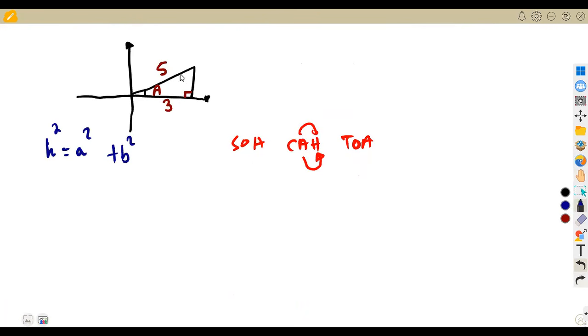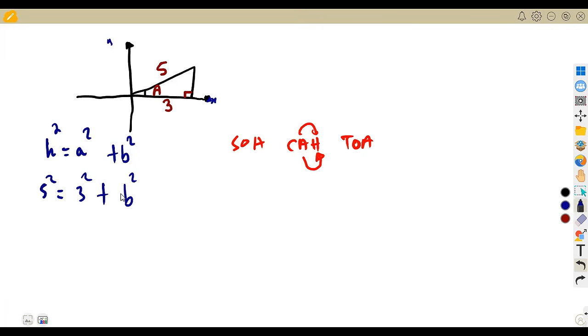So you're going to have h being 5 in this case, all right? So that's 5 squared is equal to a squared, which is 3 squared, plus b squared, which is the other side to be calculated. You can use x and y in this case, because this is the x and this is the y. So you can even use x and y. It's up to you. All right.